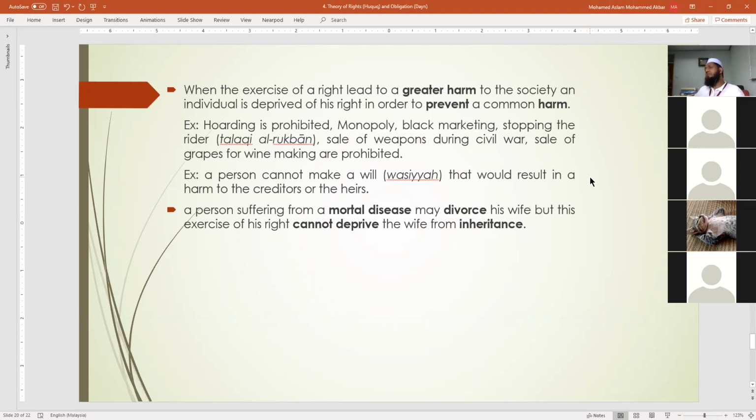A person suffering from a mortal disease may divorce his wife, but this exercise of his right cannot deprive the wife of inheritance. This is something different. If someone has a mortal disease, let's say cancer or mental illness, or a kind of coma, for example, of course he may divorce his wife. Usually, if someone divorces his wife, it will deprive the wife of inheritance. But because of the mortal disease, and because he cannot live together, this exercise of his right cannot deprive the wife of inheritance.